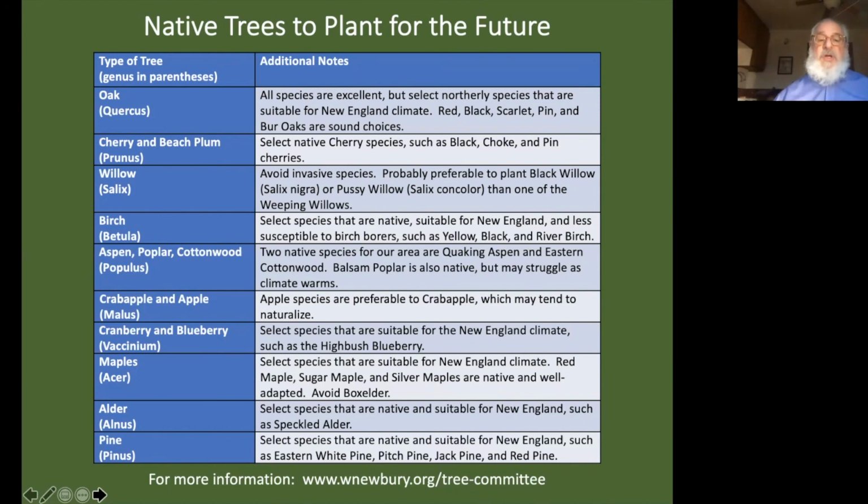He's done a lot of science work. It's not just thinking that natives are inherently better because they're native and not non-native. There's a lot of science behind picking these particular types of trees to plant, which will encourage growth and encourage our animal life, especially our bird life. And you can get this list on the Tree Committee website.